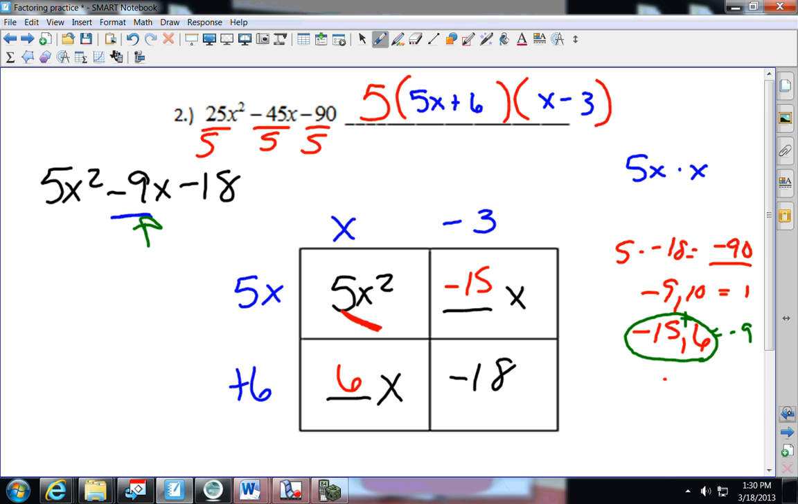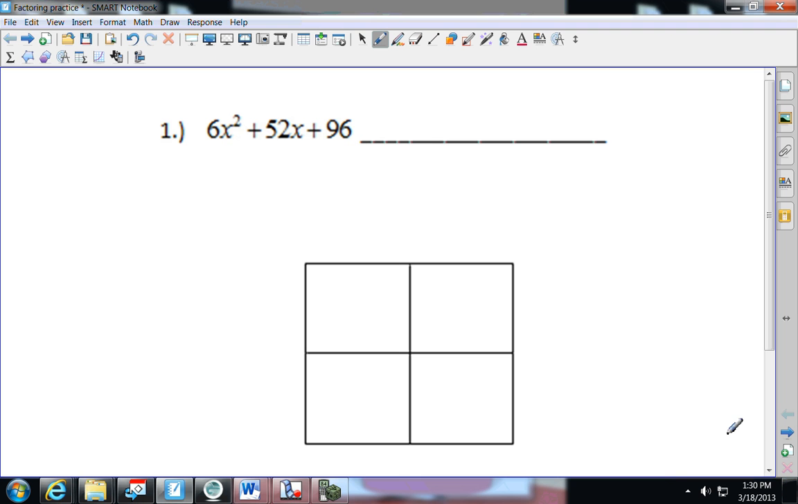Number 1. Let's try number 1. First step is you're supposed to do what? We're supposed to find the GCF.